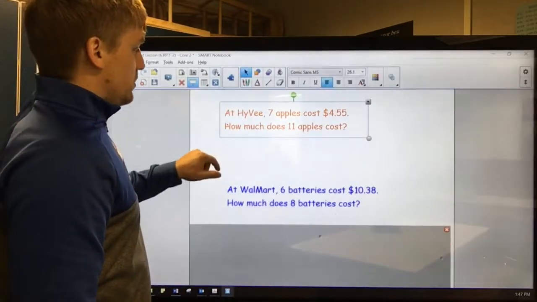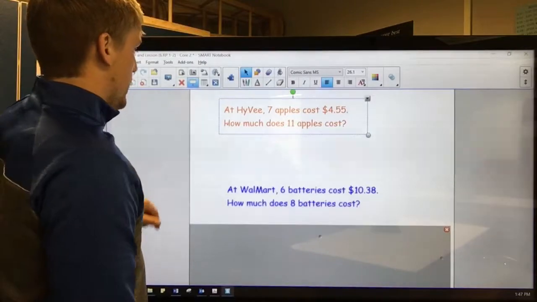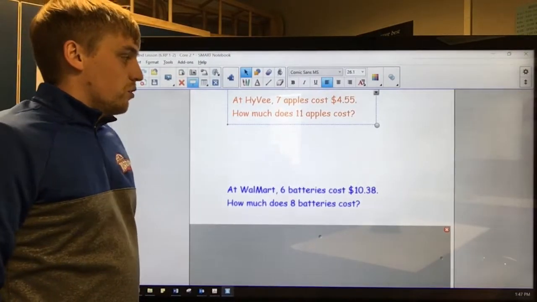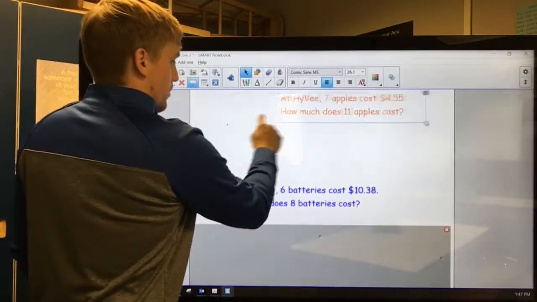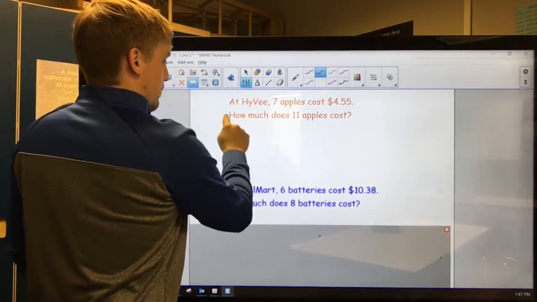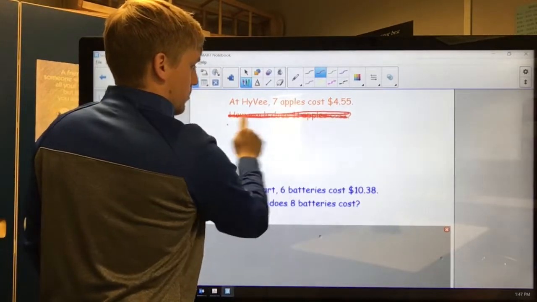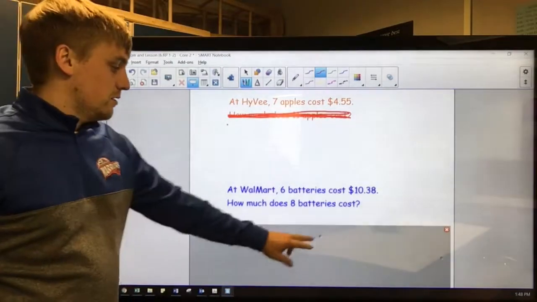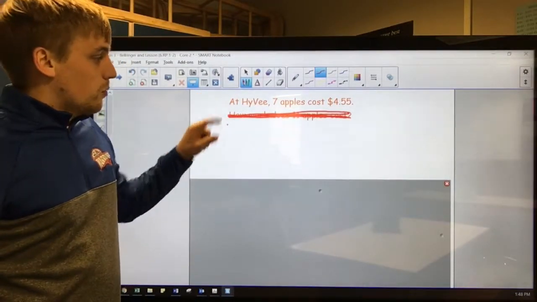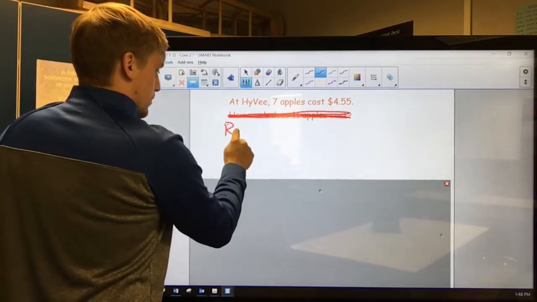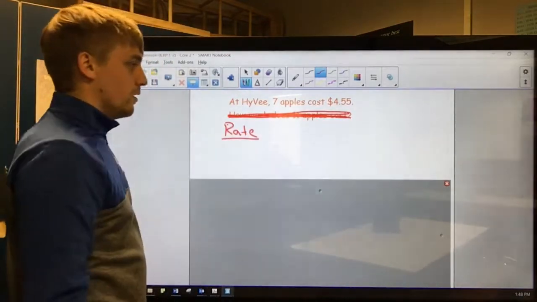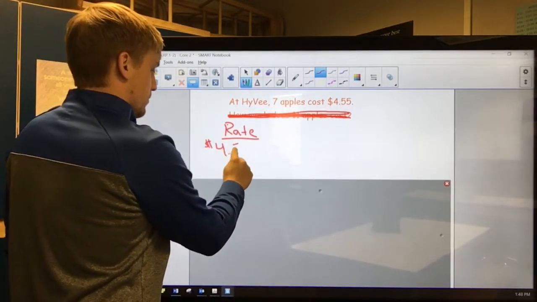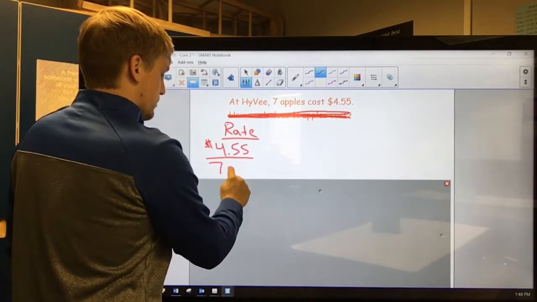So let's see. At Hy-Vee, 7 apples cost $4.55. So the rate, and let's not worry about the bottom part of this yet. At Hy-Vee, 7 apples cost $4.55. The rate is $4.55 per 7 apples.